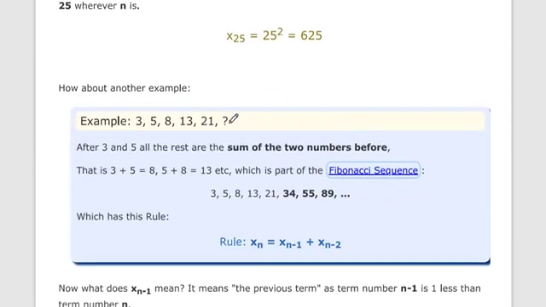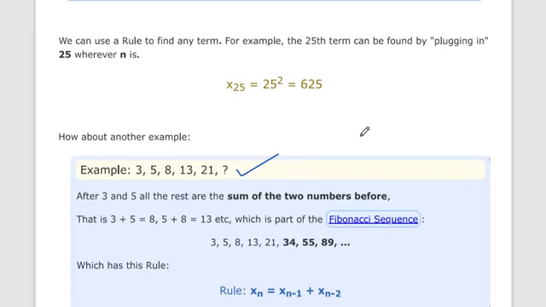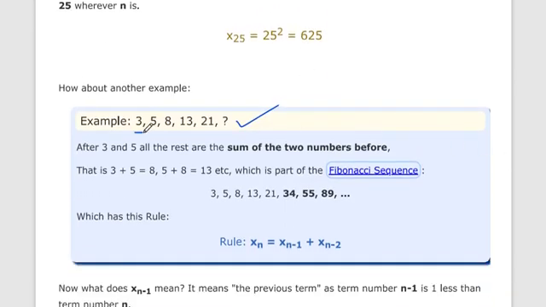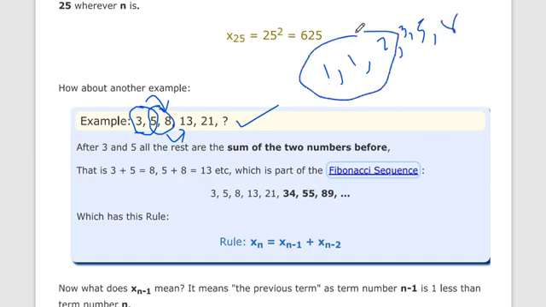Now here is the next example: 3, 5, 8, 13 and 21. You can see that if we add the first two numbers we get the third term. If we add the second and third numbers we get the fourth term. We already know the Fibonacci series. In the first lecture of this chapter I have already talked about 1, 1, 2, 3, 5. This is a Fibonacci series, but in this example they have ignored the first three values.